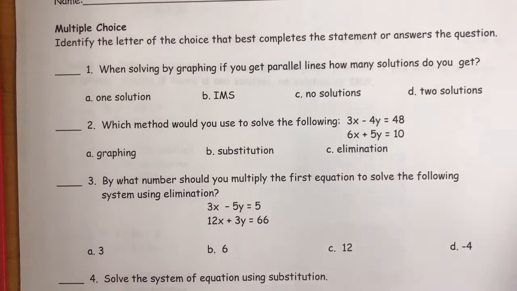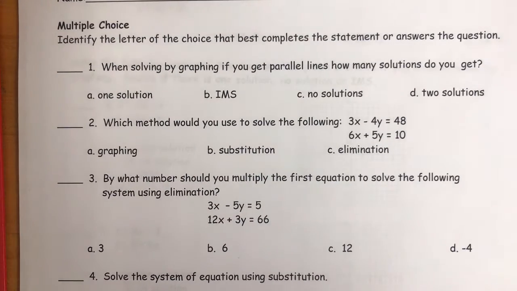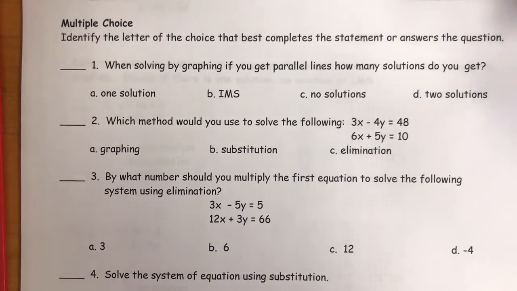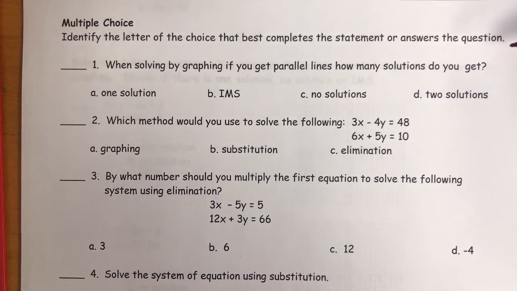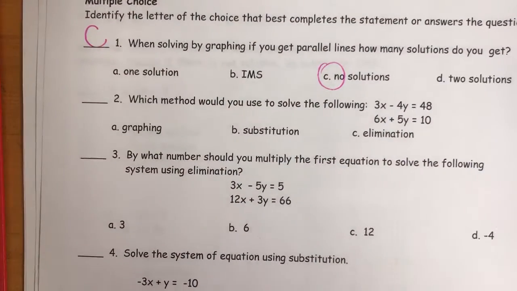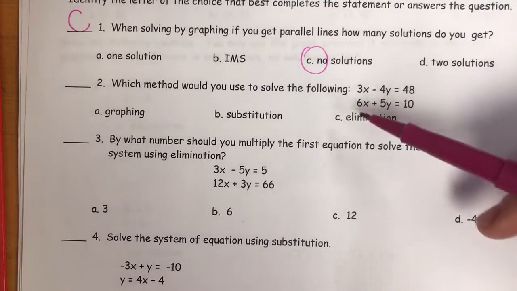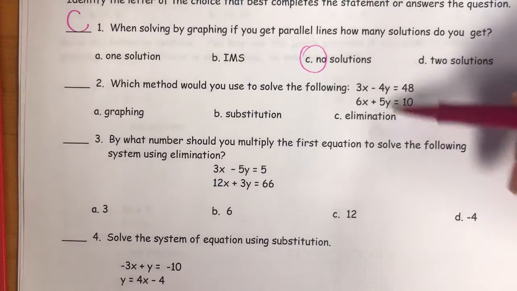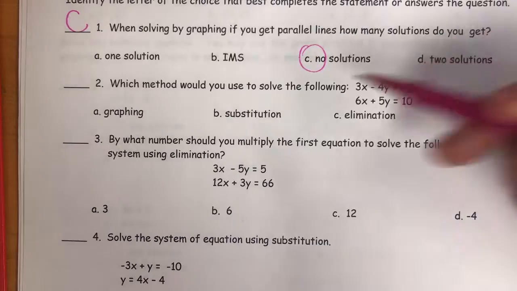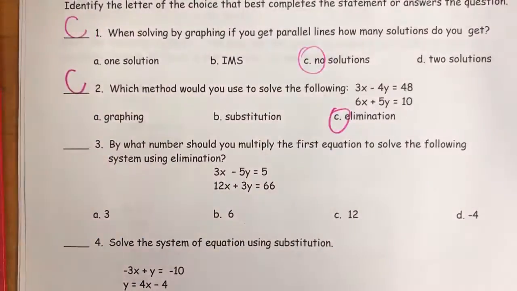I'm going to just go through this, showing the work, but maybe not explain every single detail along the way. So number one, when solving by graphing, if you get parallel lines, how many solutions do you get? Parallel lines have no solution, so that's C. Which method would you use to solve 3x minus 4y equals 48 and 6x plus 5y equals 10? Everything is nice and neatly stacked. It would be easy to multiply that top by -2, so elimination is C.